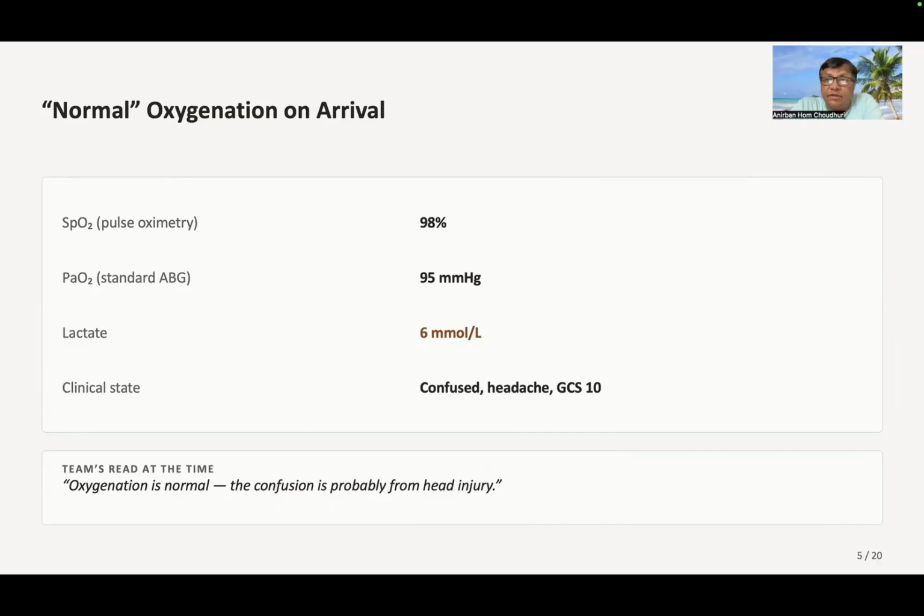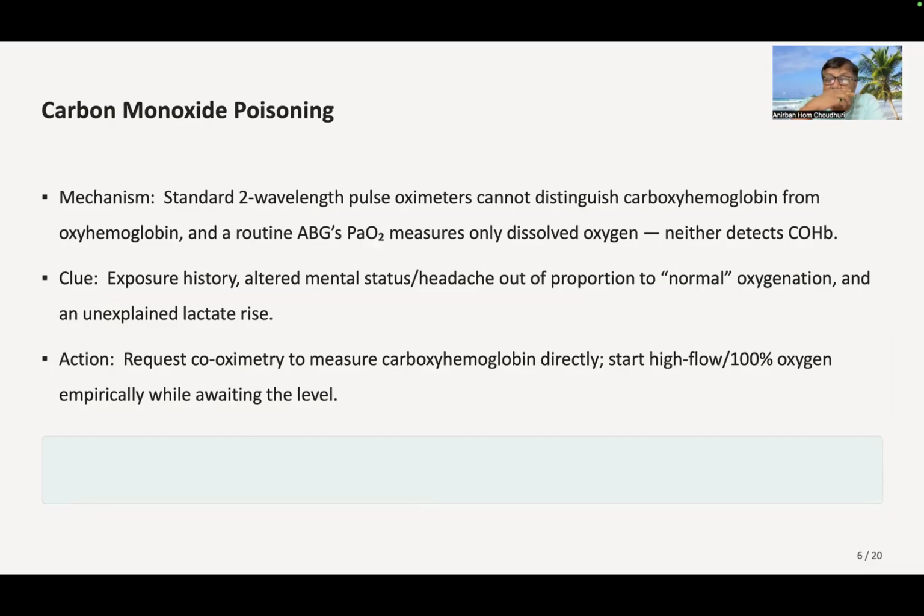At this time, the reading by the physician was that oxygenation is normal. The confusion is probably from head injury. Now, is this really so? If we look that the patient was rescued from the smoke-filled room, the condition that first comes to our mind is carbon monoxide poisoning. If you look at the mechanism of carbon monoxide poisoning, we see that the standard 2-wavelength pulse oximeters cannot distinguish carboxyhemoglobin from oxyhemoglobin, and a routine ABG's PO2 measures only the dissolved oxygen, so neither detects the carboxyhemoglobin.